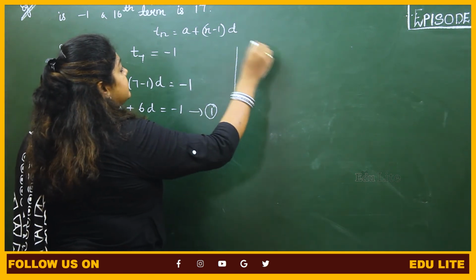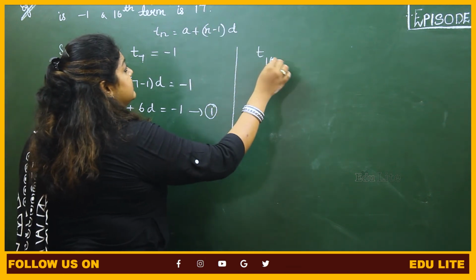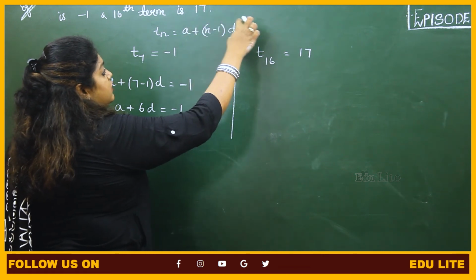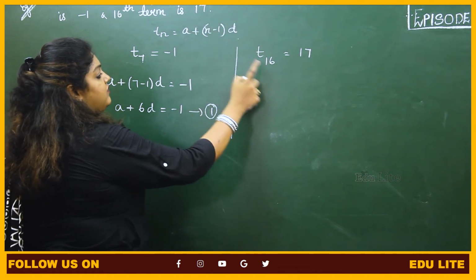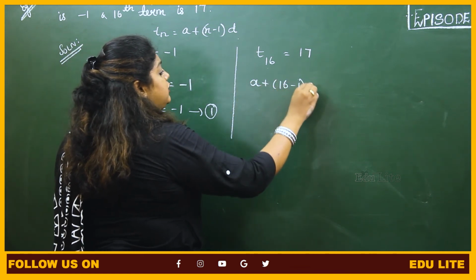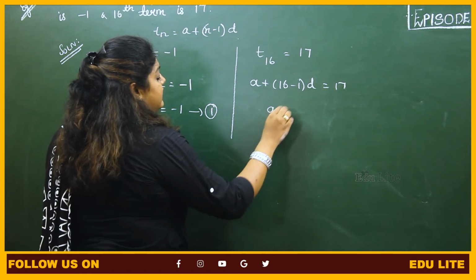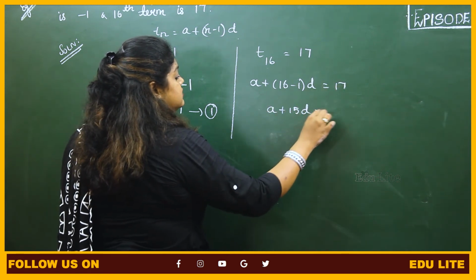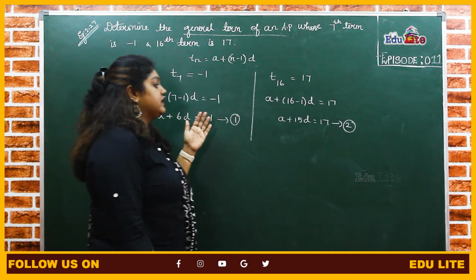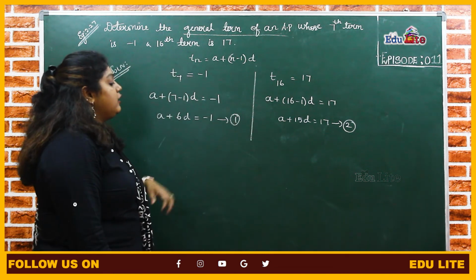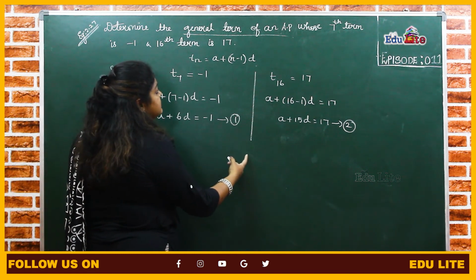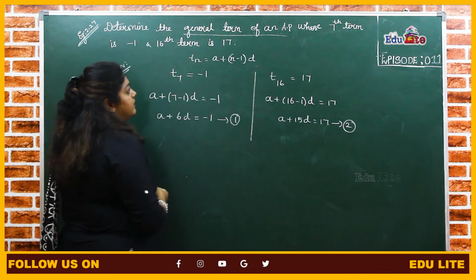We are also given the other hint, which is that the 16th term is 17. Therefore, T16 equals 17. Similarly, for T16 also we can use the same formula, and in place of n we substitute 16. Therefore, a plus (16 minus 1) into d equals 17, so a plus 15d equals 17. We will consider this as equation 2. If we solve equations 1 and 2 by the linear equation method, we can arrive at the values of a and d, and it will be easier for us to find the general term of the AP.